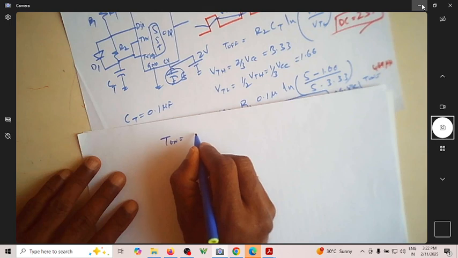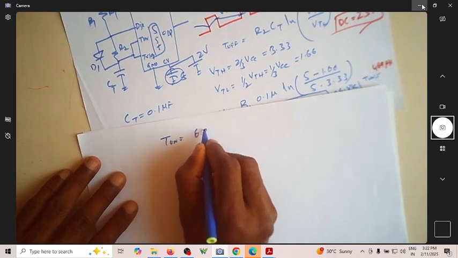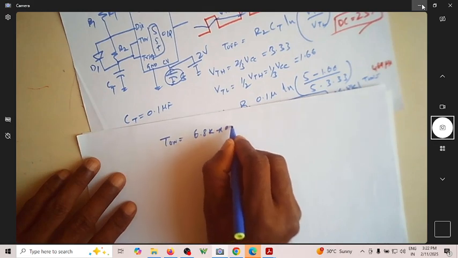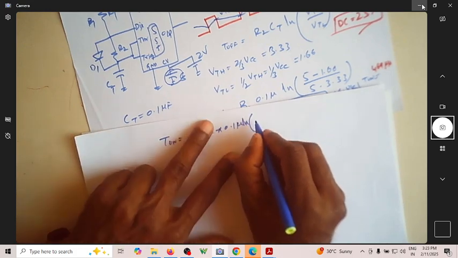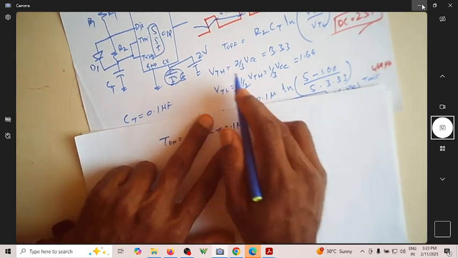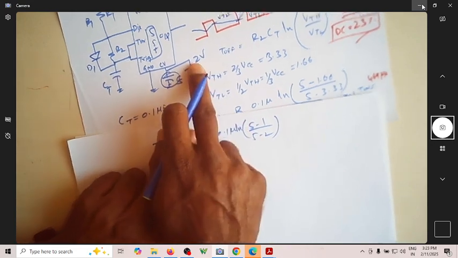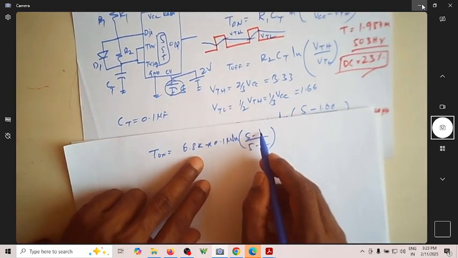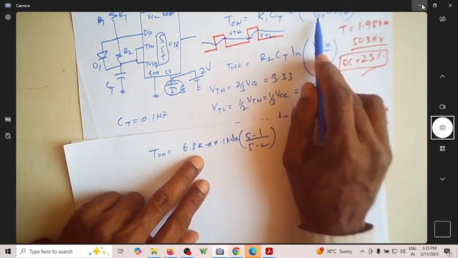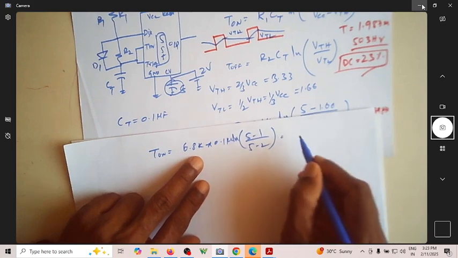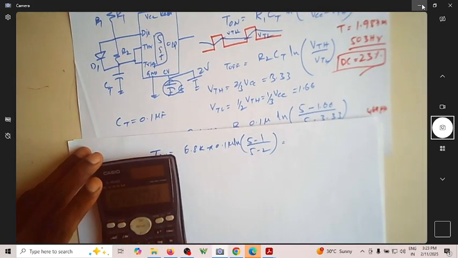T on will become, it is now R1. R1 is 6.8k into 0.1 micro into ln of (VCC is 5 minus VTL, 1) by (5 minus 2). Whatever 2 volt is there, that is actually VTH. So it's 5 minus VTL, because this is the equation: VCC minus VTL by VCC minus VTH. So then how much is this? If you use a 2 volt, then you are okay.